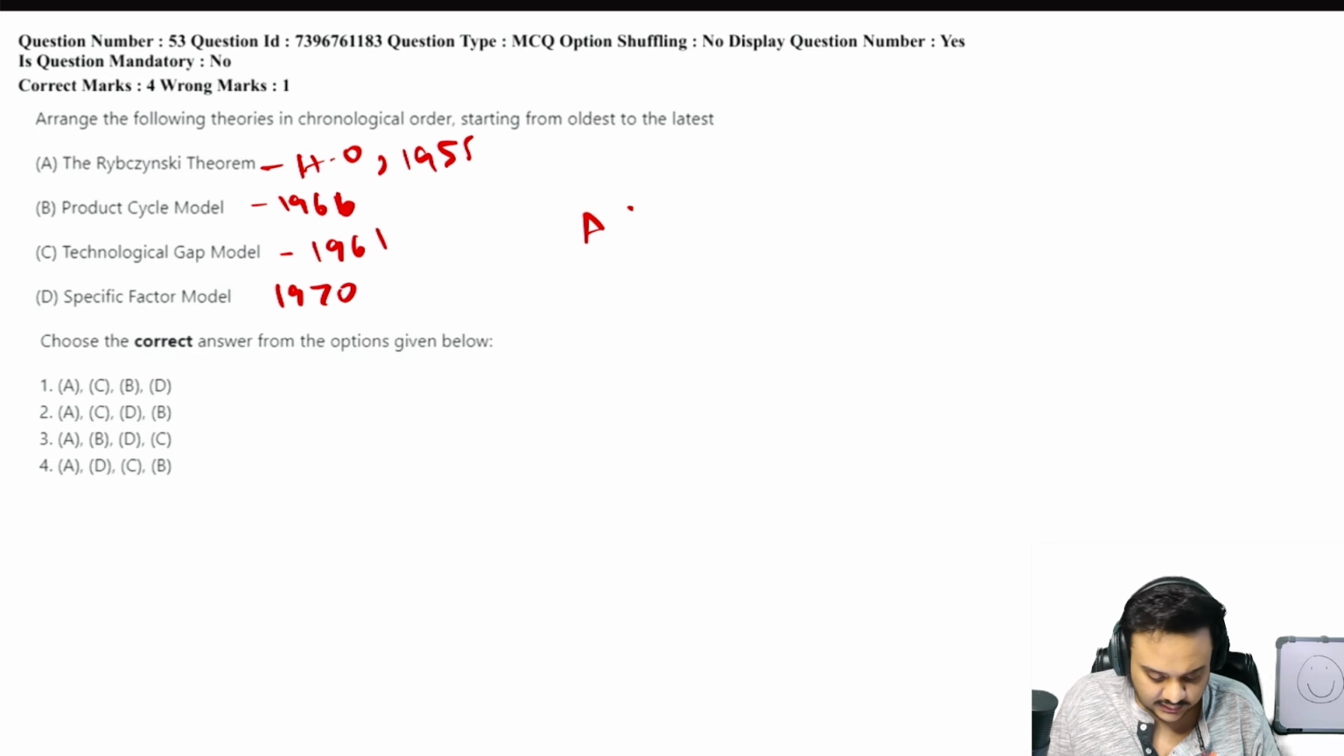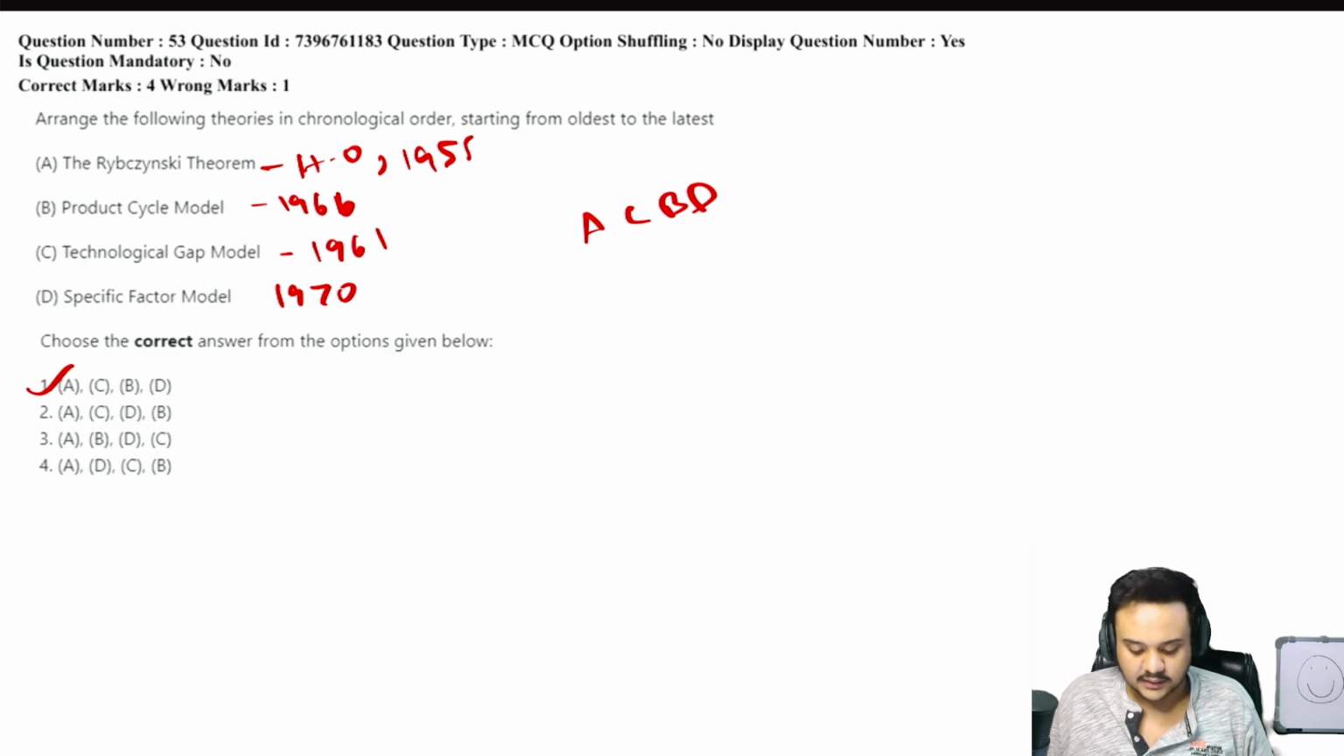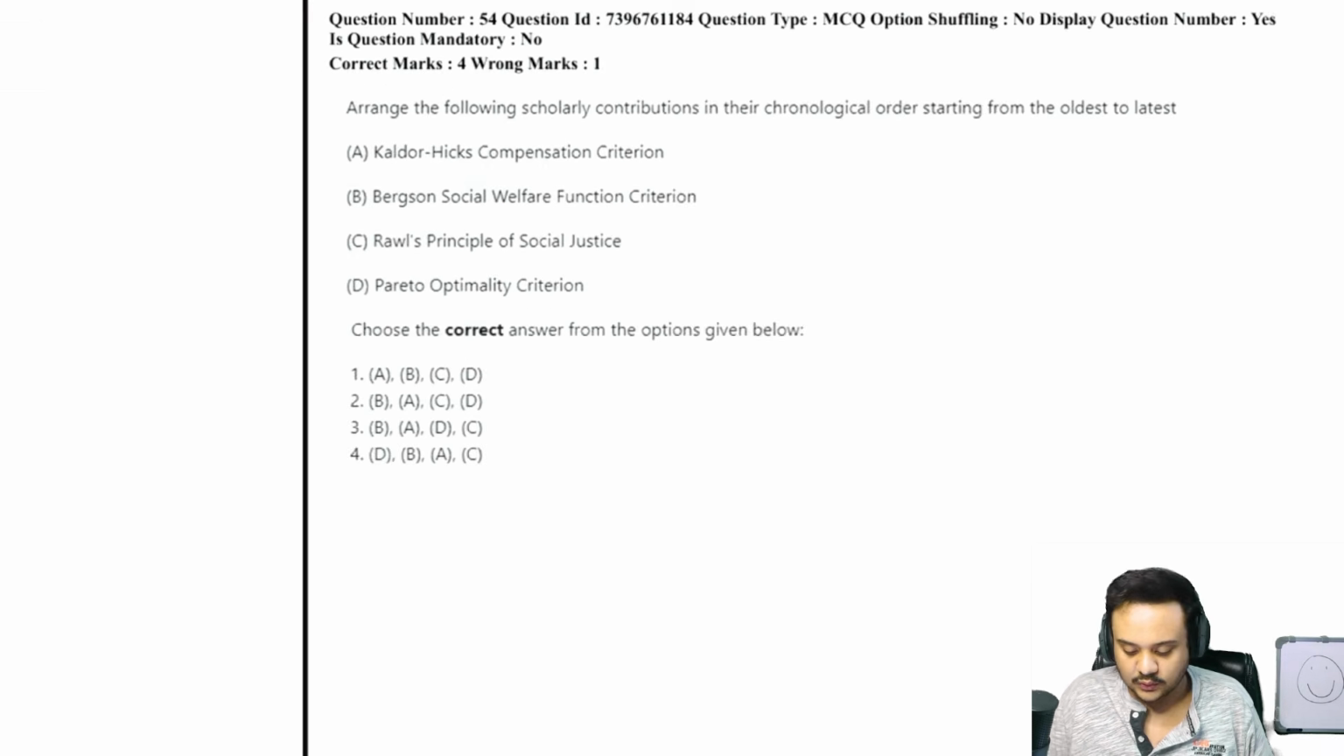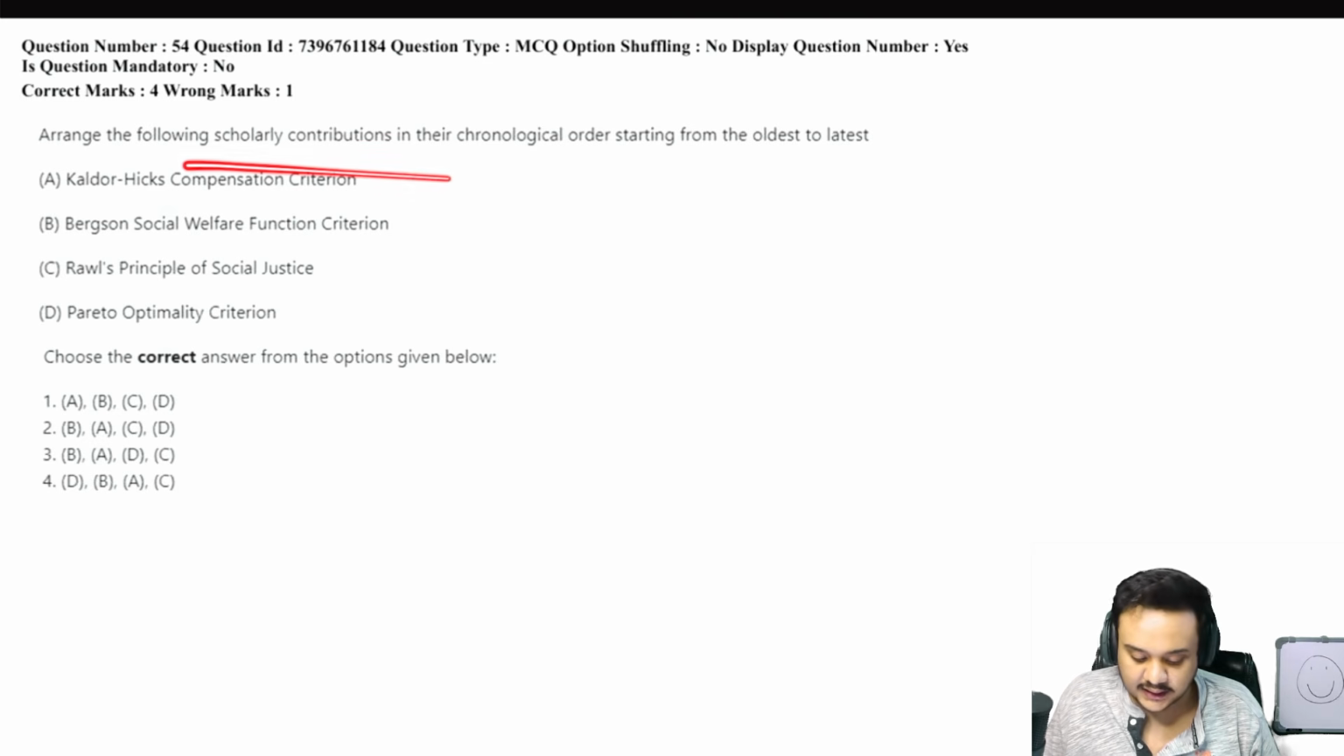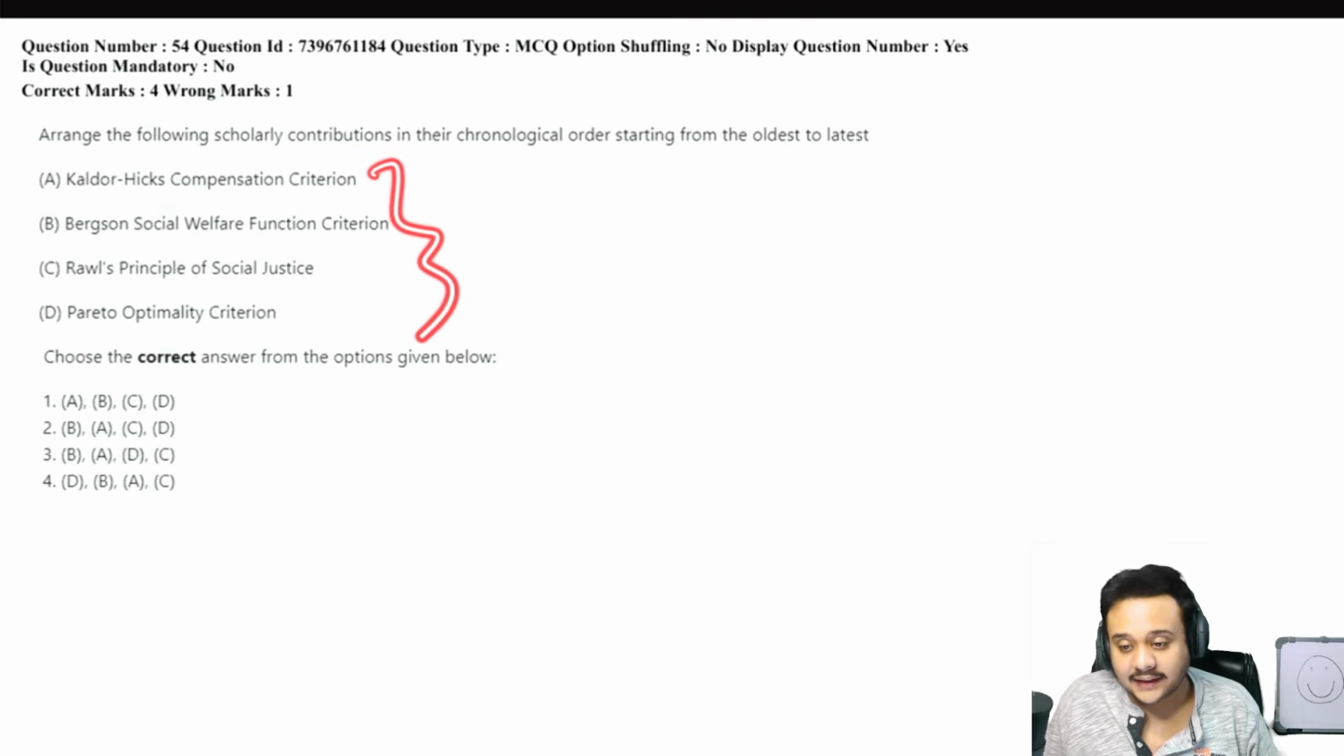A, C, B, D. First one should be the answer. Let us move on. Then look at the next one. Again, the exact same thing. You have now scholarly contributions in their chronological order from oldest to latest. So now the exact same question, just based on welfare theories. So at least this one was easy.